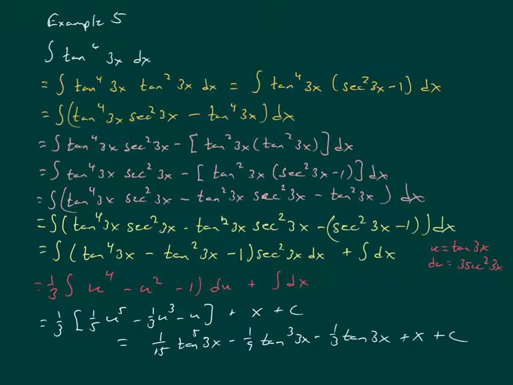Now let's take a look at something very similar to guideline 3, where we're dealing with even powers on a tangent function. So tangent to the sixth of 3x dx. In that case, remember what we're supposed to do is pull out that tangent squared and convert that to secant squared 3x minus 1. So when I pull the tangent squared out, I have the integral of tangent to the fourth 3x times secant squared 3x minus 1 dx.